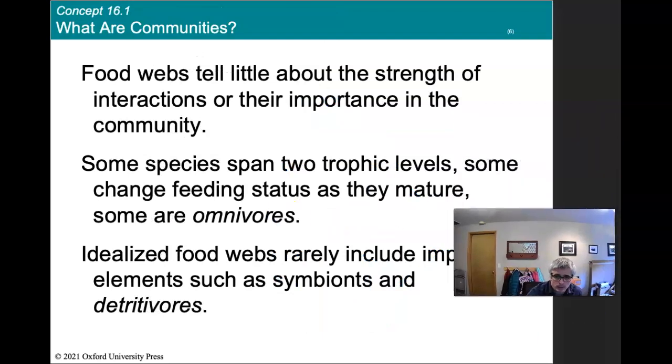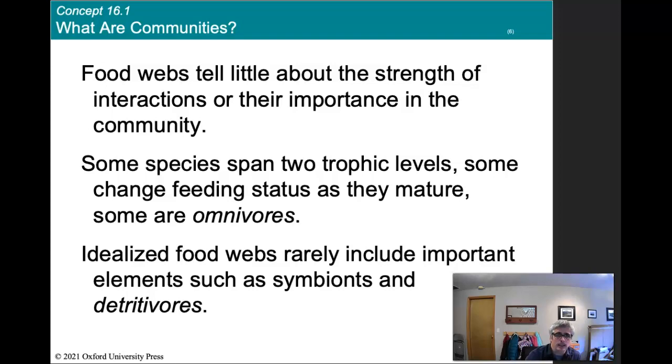But what food webs don't tell us is the strength of interactions or the importance to the community. Some species can span multiple trophic levels, omnivores, or they might change what they eat through their life cycle. Frogs are an example: a tadpole could be herbivorous in the tadpole stage, and then when it metamorphoses into a frog, it might be a carnivore.